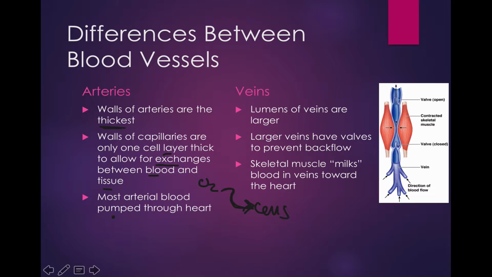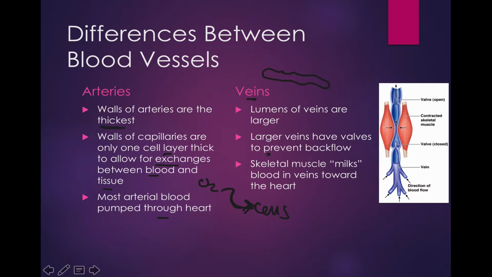And then most of the arterial blood is pumped through the heart, which ultimately goes into the arteries. So the veins, even though they are... I feel like they looked kind of smushed. So the vessel of the vein kind of looks a little bit like this. They're actually larger because they're able to hold more blood with their kind of funky shape.